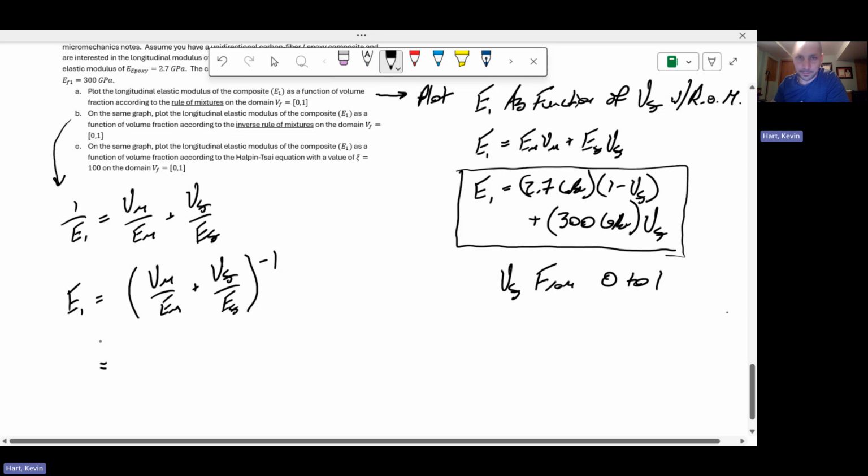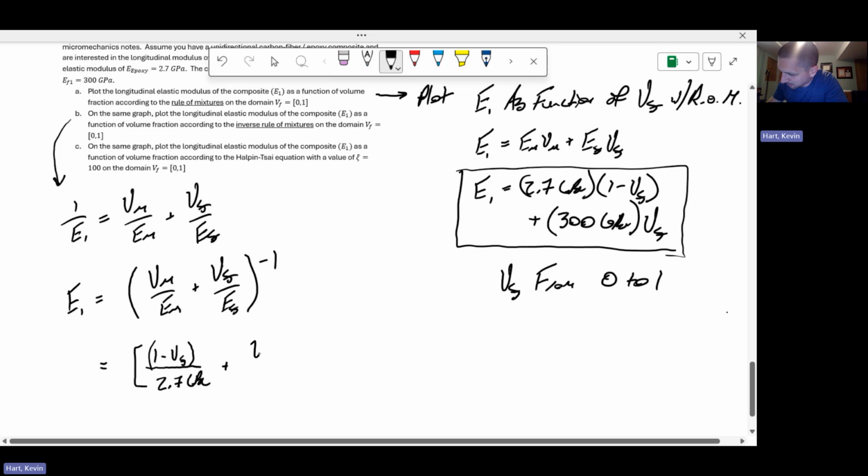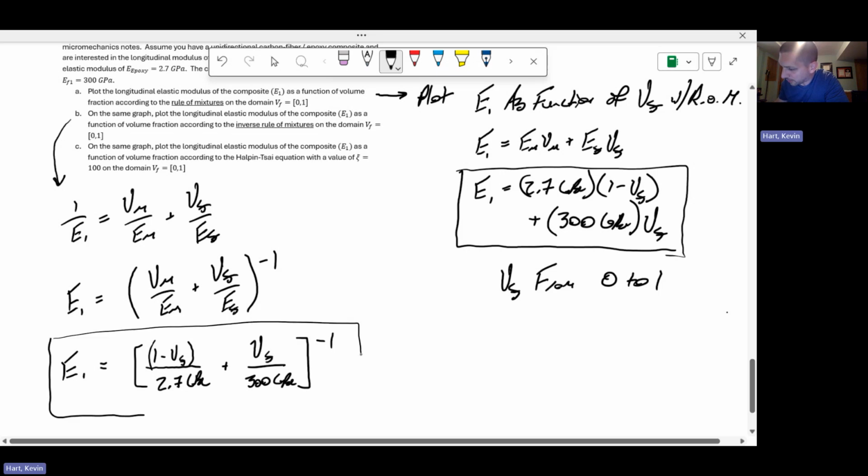So this is just another plug, but keep VF as a variable. VM becomes 1 minus VF over EM. EM is 2.7 GPa. Plus volume fraction of the fibers, we keep that as a variable, and elastic modulus of fibers, 300 GPa. And don't forget to invert this, it's the -1. So this is another line that you're going to plot on the same graph, VF 0 to 1.